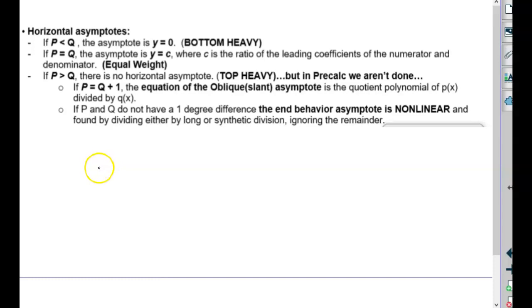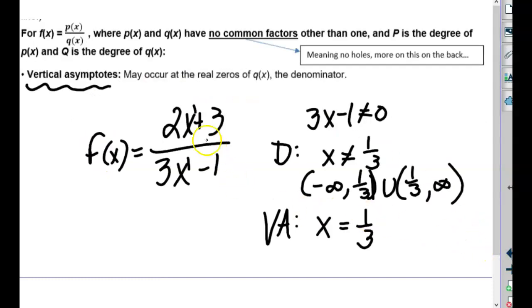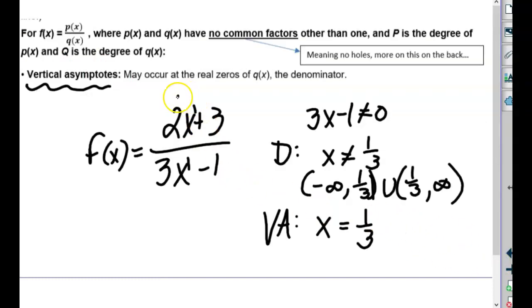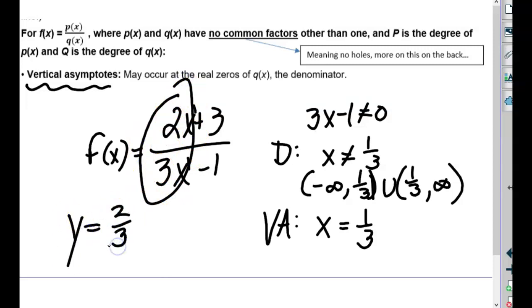When you have something like the one I just was talking about on the last slide, this was degree 1 over degree 1. It's the degree we're talking about, okay? Degree 1 over degree 1. That is called equal weight, okay? Then the asymptote, the horizontal or end behavior, will approach y equals c, where c is the ratio of the leading coefficient of the numerator over the leading coefficient of the denominator. So if I go back to this example, the leading coefficients were 2/3, so the horizontal asymptote would be at y equals 2/3. It's the leading coefficient of the top over the leading coefficient of the bottom.